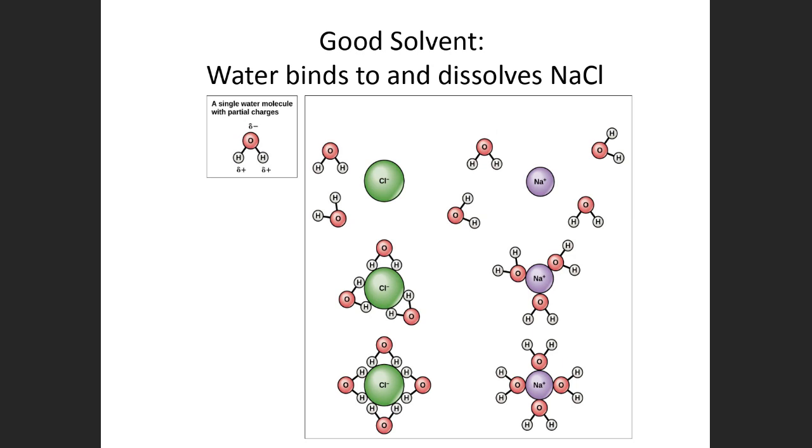So here we see NaCl, sodium chloride. This is just table salt. And this is how water can dissolve table salt and kind of break apart the Na from the Cl, and they each become surrounded by water.